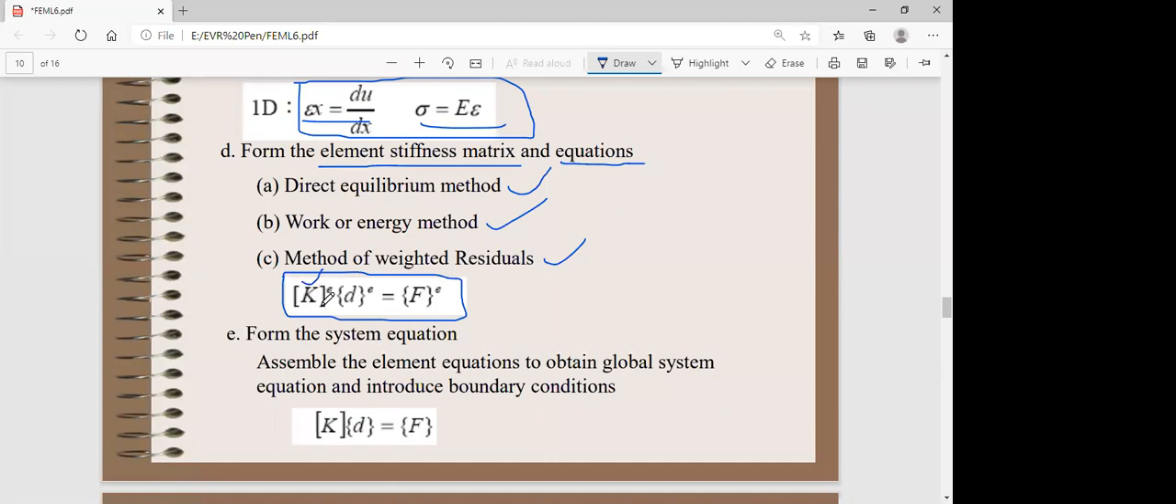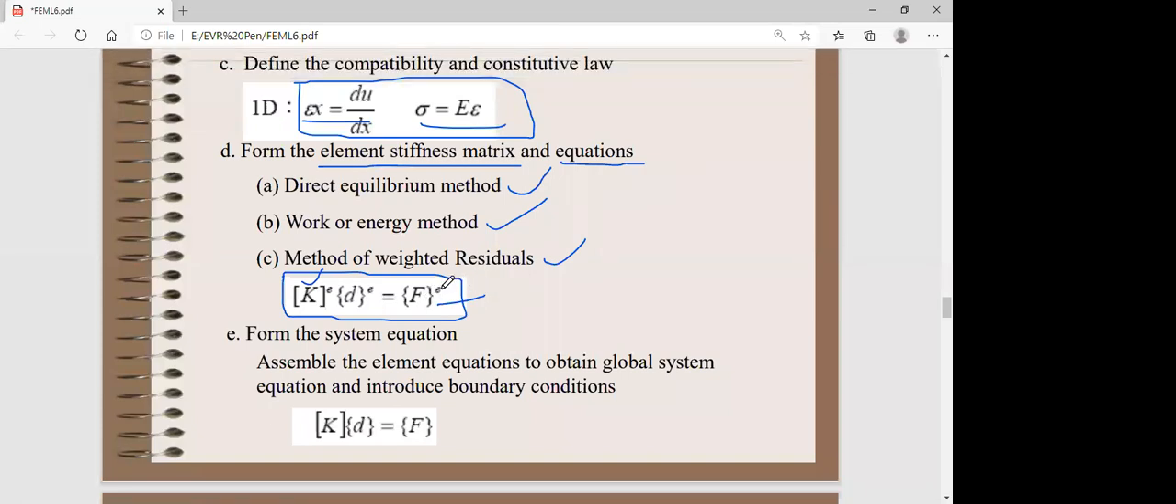This is known as the stiffness matrix. This is the displacement vector, or deformation vector. And this one is the load vector. This load vector includes point loads, traction forces and body forces. If there are thermal loads, then the temperature load vector is also included in this load vector.